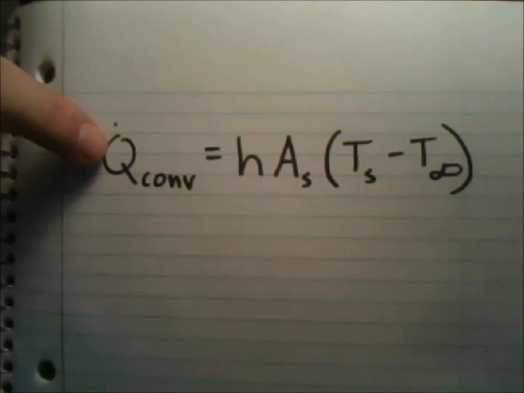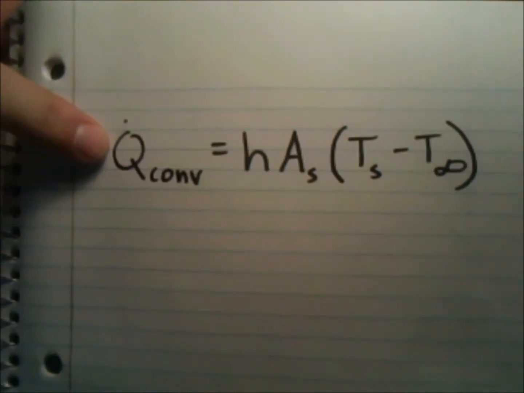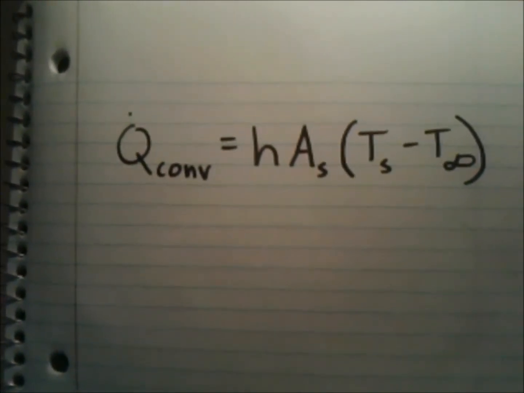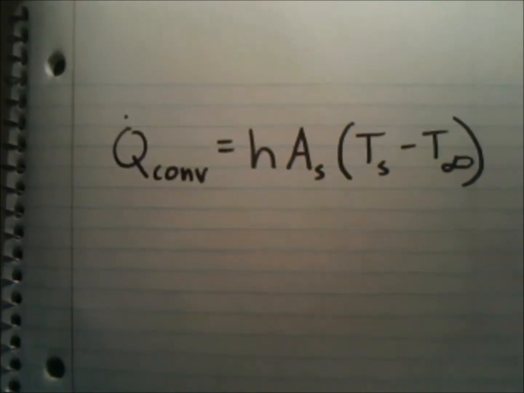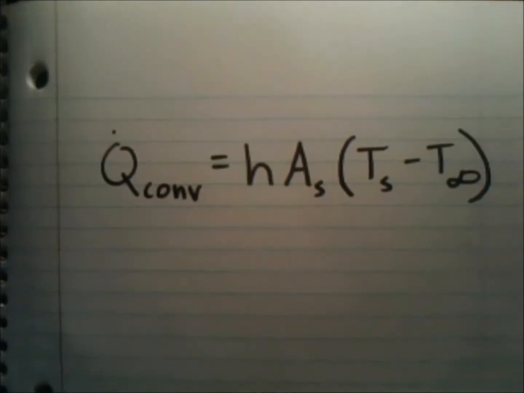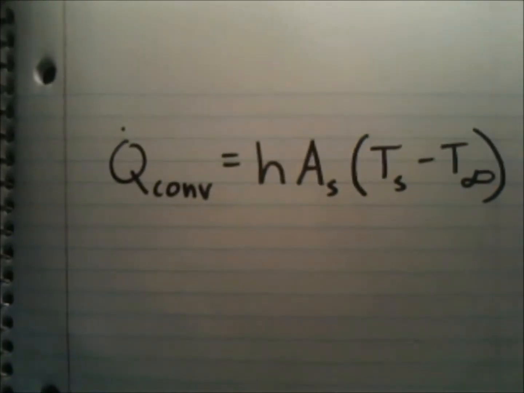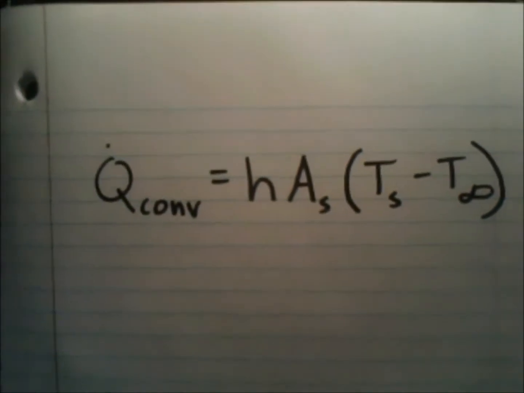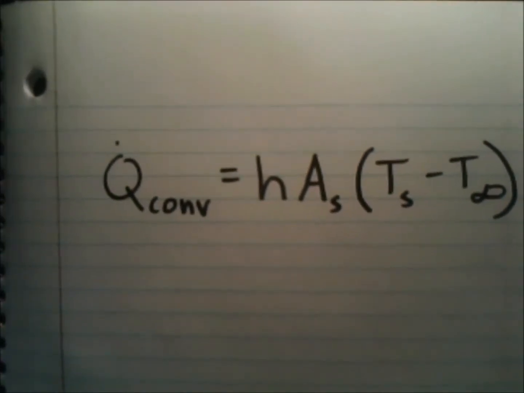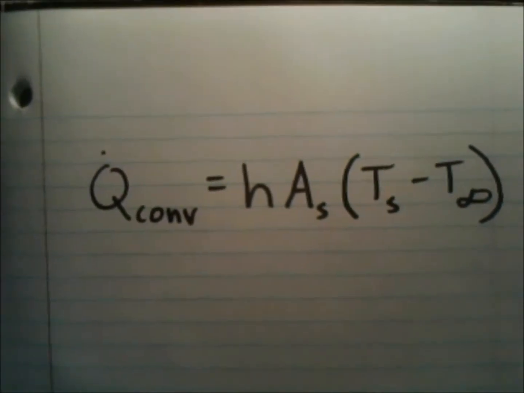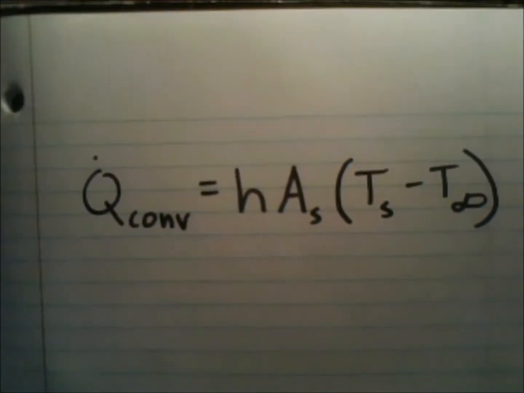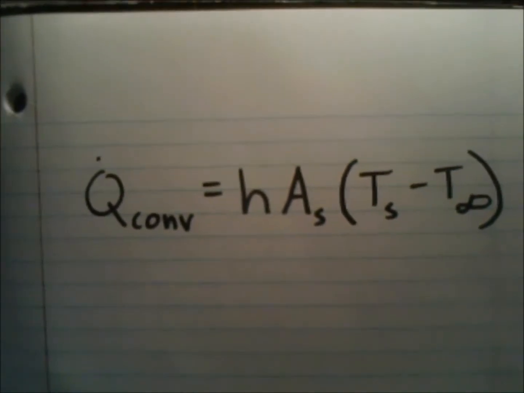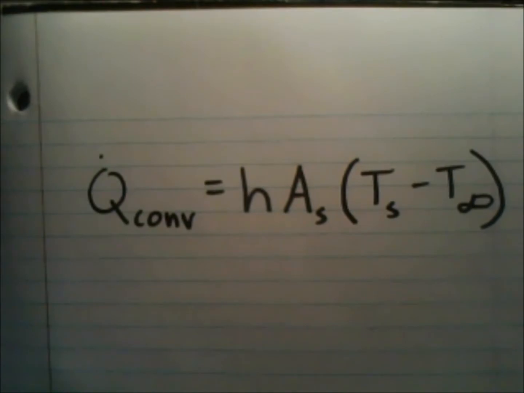Q is the energy transfer rate of convection. H is the convection heat transfer coefficient. Now, H is dependent on a lot of things, such as surface geometry, the nature of the fluid motion, the properties of the liquid or gas, and the fluid velocity. AS is the surface area that the fluid is passing over. TS is the temperature of the surface, and T infinity is the temperature of the fluid at a distance away from the surface.